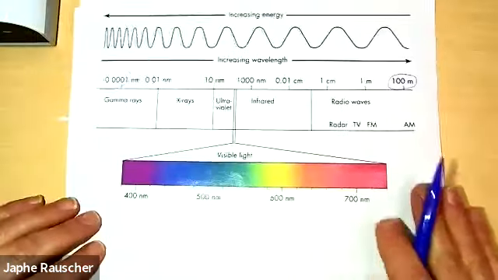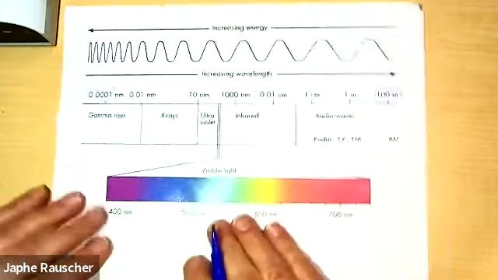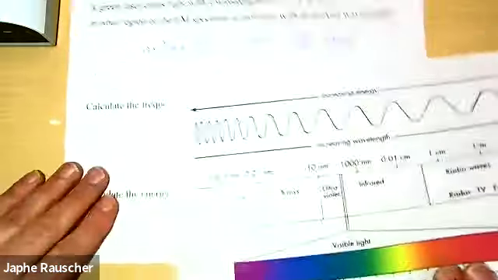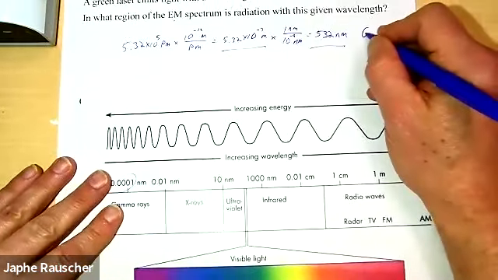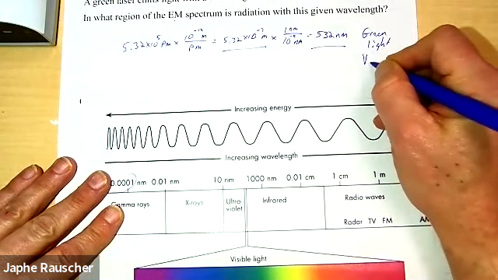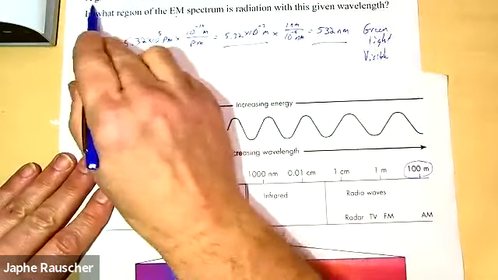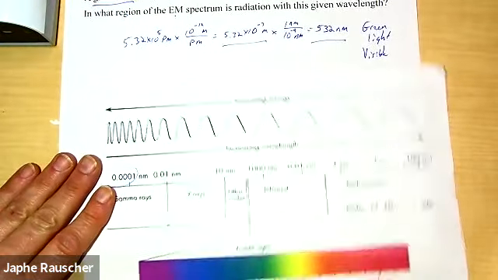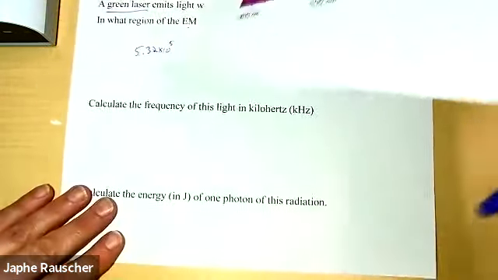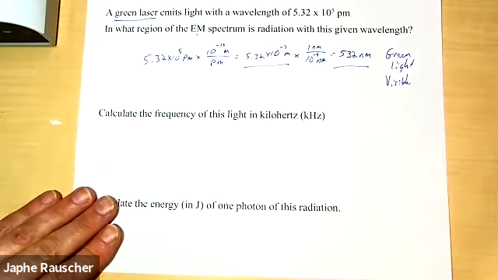If we look at this electromagnetic spectrum, that's going to be somewhere in between the 5 and 6, right? Somewhere closer to 500, and so it's going to be somewhere in this range here. We're looking at green light. And this is visible light. Makes sense. It is a green laser, so it would make sense that it's going to be the green light on the electromagnetic spectrum. So the second question here asks us to calculate the frequency of this light in kilohertz.